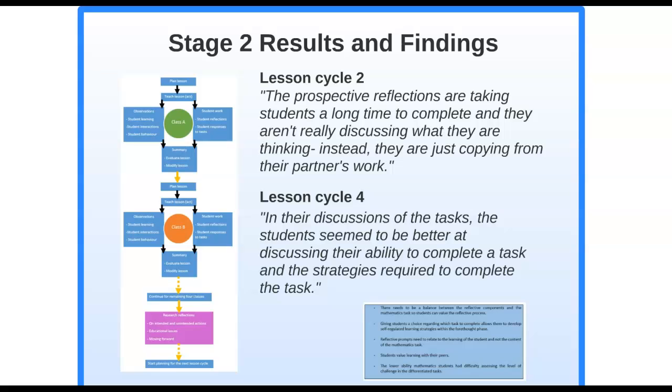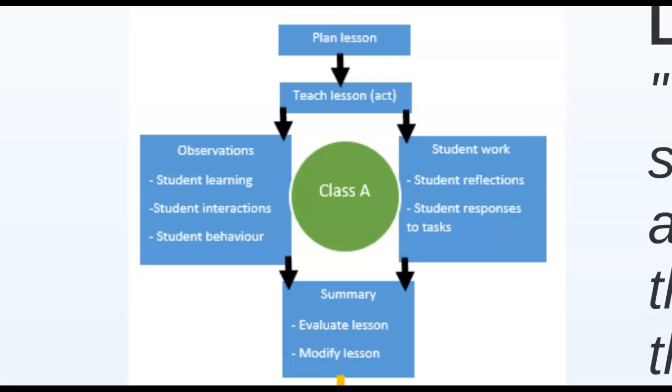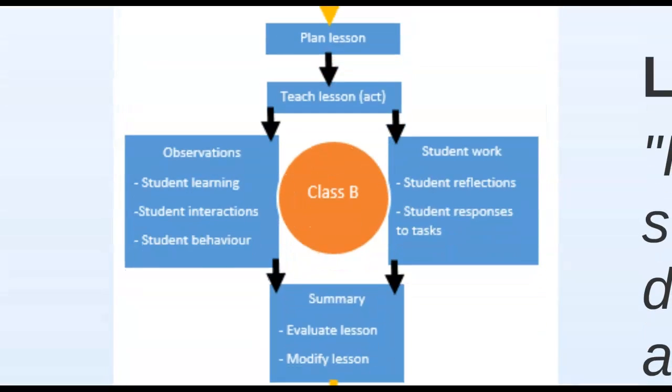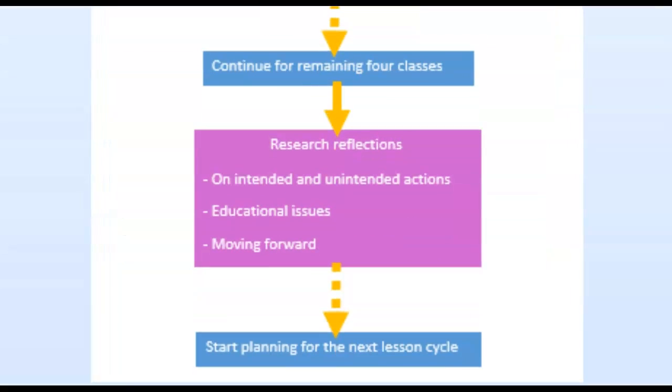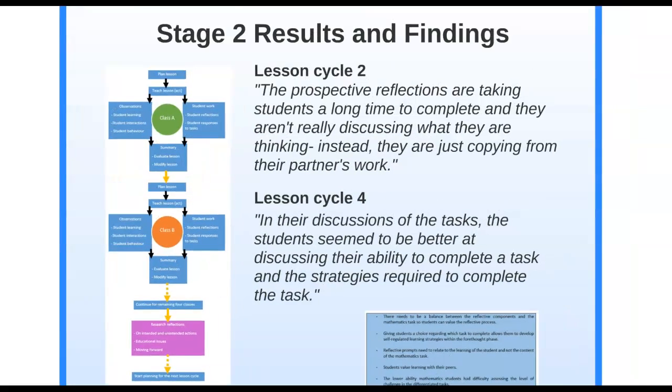Okay, and then I talk about the results and findings. I talk about how I came to do my research reflections. You can see on the left side, I looked at my observations and the student work, and I did this for all classes. This just shows class A and B, but there were 6 altogether. At the end of that, I wrote my reflections, and then I planned for the next lesson cycle.